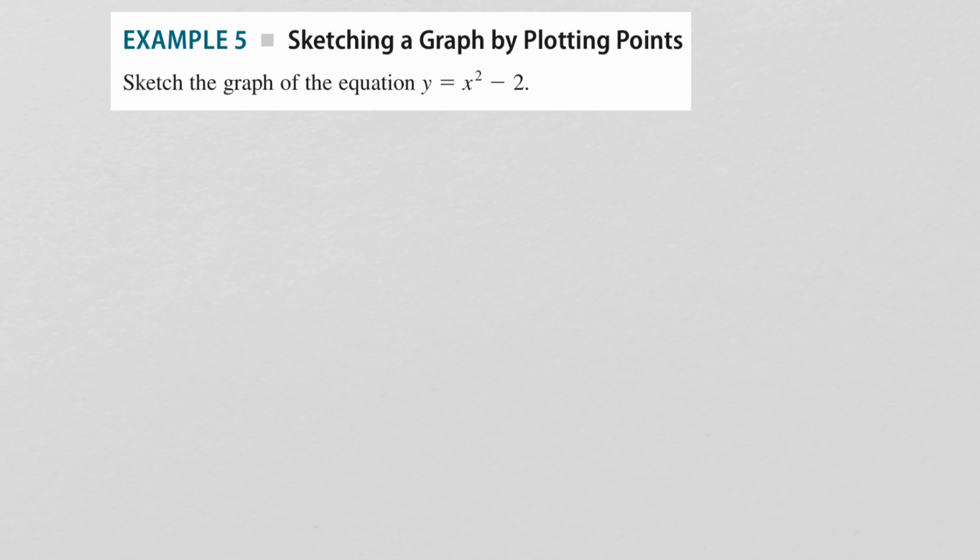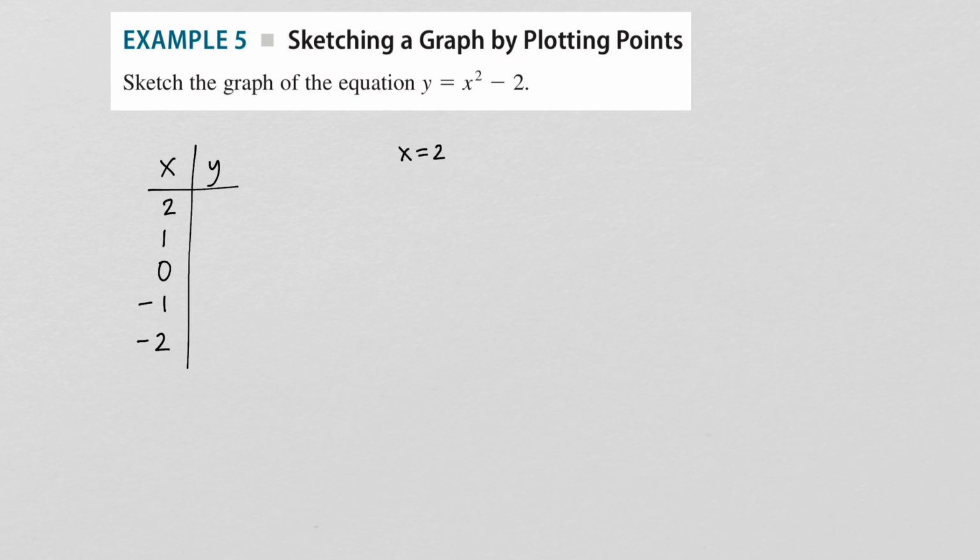Sketch the graph of the equation y equals x squared minus 2. So once again, we're going to make a table of values here. And I'm going to pick a few values of x. Now, this is not a linear equation, so we are not going to get a line. And you know that because you have x squared. So what I'm going to do is plug in x equals 0, x equals 1, x equals 2, and then x equals negative 1 and negative 2. And then we're just going to plug those in.